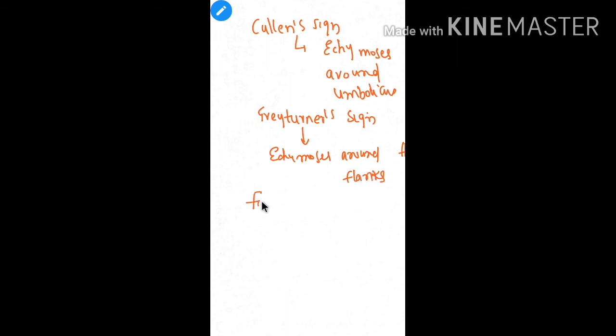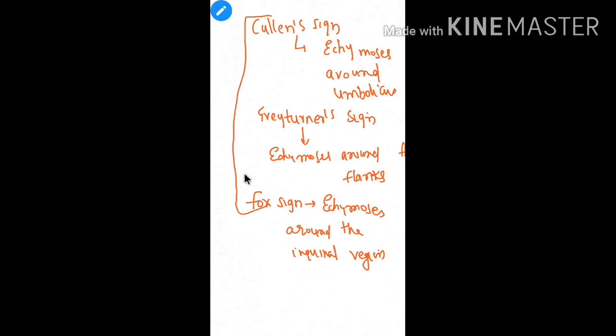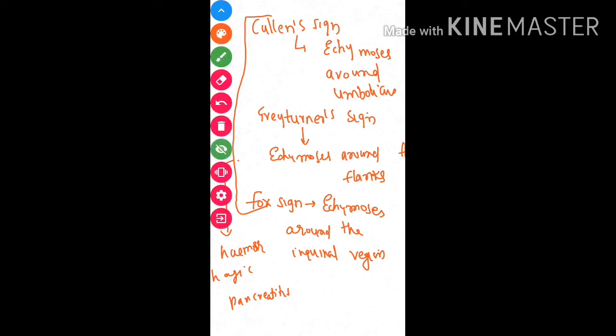There is one more sign called Fox sign. Fox sign means ecchymosis around the inguinal region. Okay, these three signs are seen in hemorrhagic pancreatitis. These are the important symptoms.